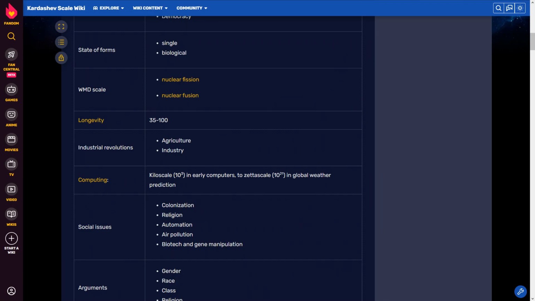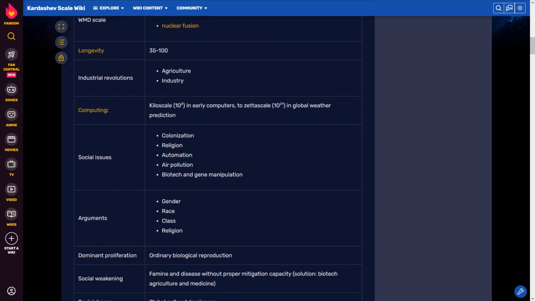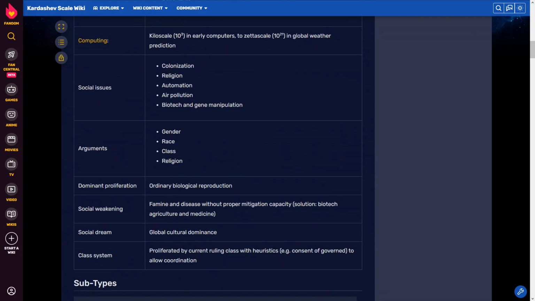Computing, kilo scale 10 to the third in early computers to zeta scale 10 to the 21st and global weather prediction. Really? So social issues: colonization, religion, automation, air pollution, biotech, and gene manipulation. Arguments: gender, race, class, religion.